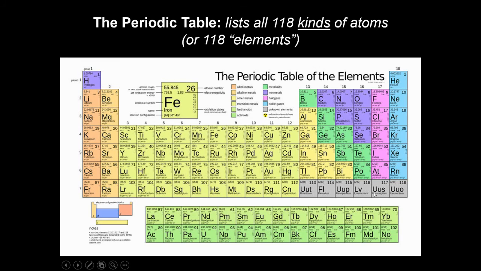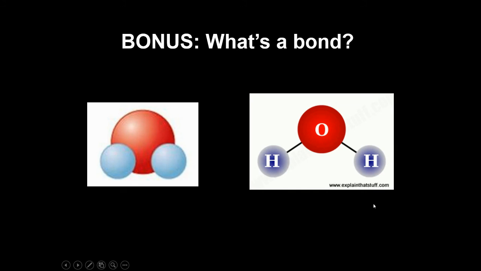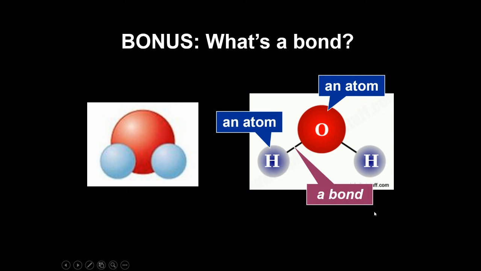Okay, now the periodic table, it just is a list or a chart showing all 118 different kinds of atoms that exist in our universe, or the 118 different elements, the elements of the periodic table. They're just different types of atoms. Now, I've used the term bond. A bond is just basically a thing that holds 2 atoms together. So here's an atom, here's an atom, here's a bond holding the hydrogen and the oxygen together.